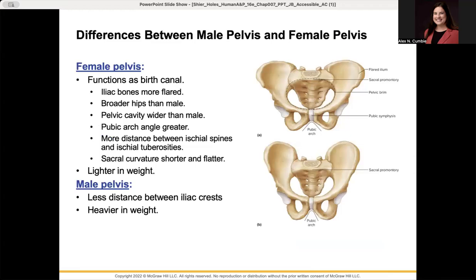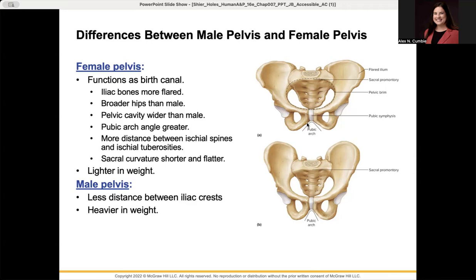There are differences between the male and female skeleton, obviously, because the female pelvis takes part as the birth canal as well. Typically, if you do find pelvis bones, you can tell whether they are male or female by a few features. The ilium, okay, which is these kind of wide wings, they're more flared in the female versus being a little more narrow in the male. This would make a woman's hips more broad than most males. The pelvic cavity, this area here, is a lot wider.